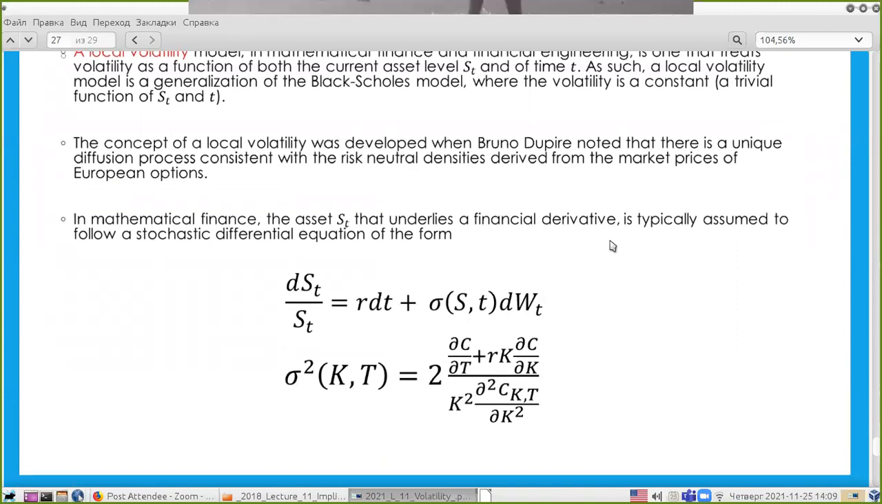And it is very often that we consider the model for stock price in this form: dS divided by S, where S is a function of t, equals r dt plus sigma as a function of S and t, times the derivative of the Wiener process. So it is like geometric Brownian motion. There is only one difference: in geometric Brownian motion sigma is constant, but here sigma is a function of two parameters. So if it's not constant, we should find out how we can model this sigma.